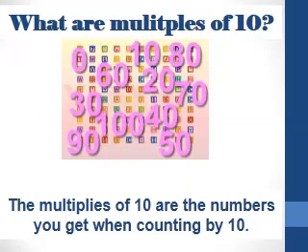So what are multiples of 10? The multiples of 10 are the numbers you get when counting by 10. So if you have 10, count by 10, you are going to get 20. Then count by another 10, you are going to get 30, and so on. 40, 50, 60, 70, 80, and so on. So the multiples of 10 are the numbers you get when you count by 10.